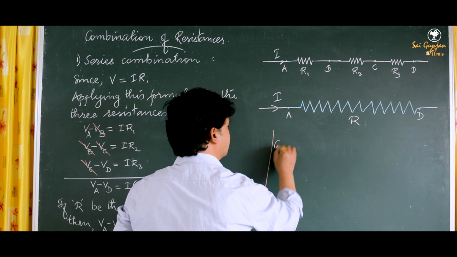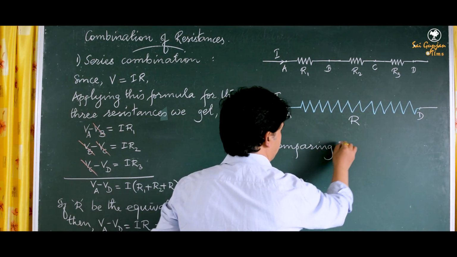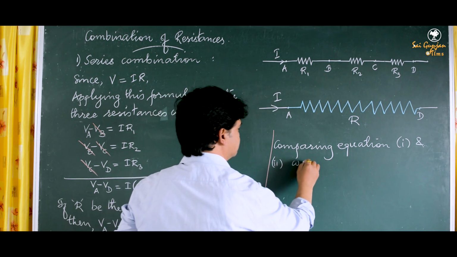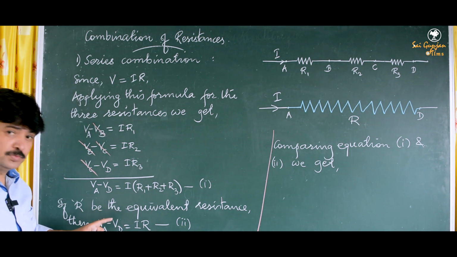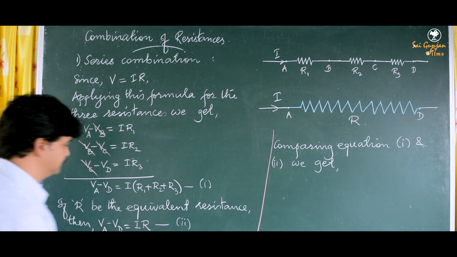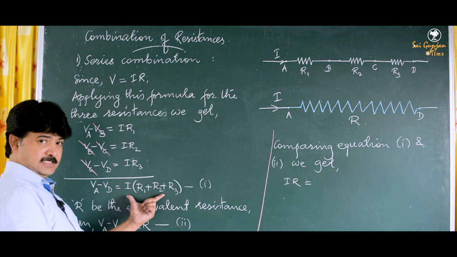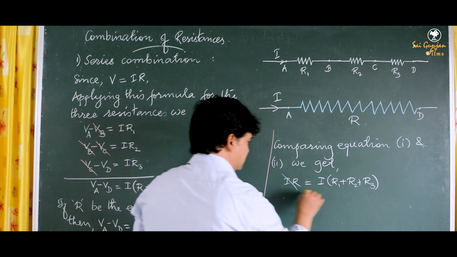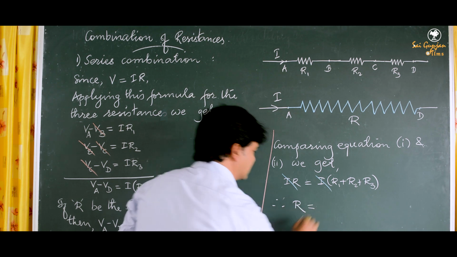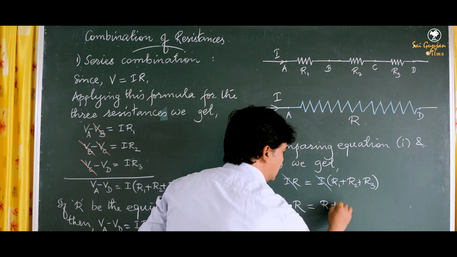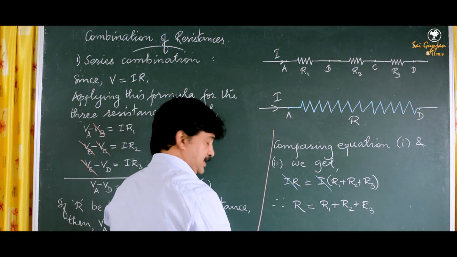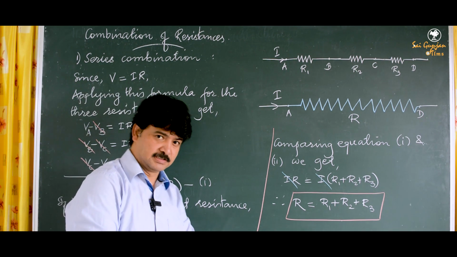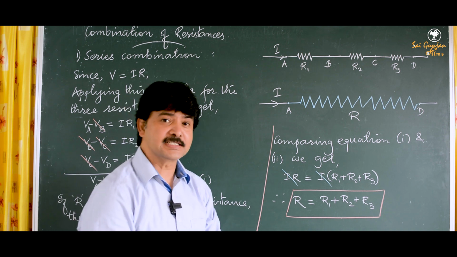So when we compare these two, we get this to be equal to this, because the left hand sides are equal. So IR is equal to I into R1 plus R2 plus R3. So I on both sides can be cancelled. Finally you have the equivalent resistance R equal to R1 plus R2 plus R3. So this is the formula for the equivalent resistance in case of series combination. This is the algebraic sum of all the resistances.